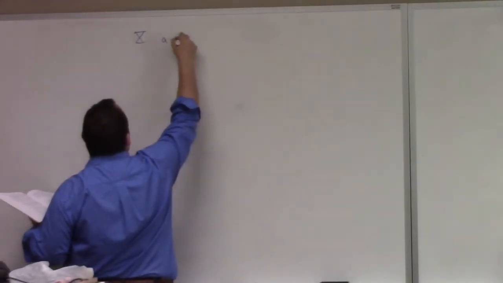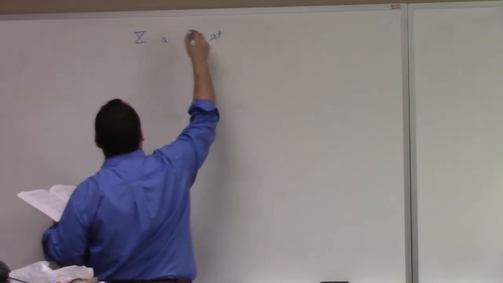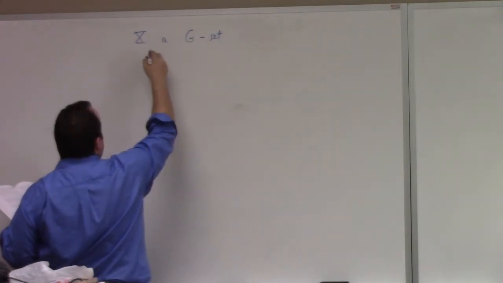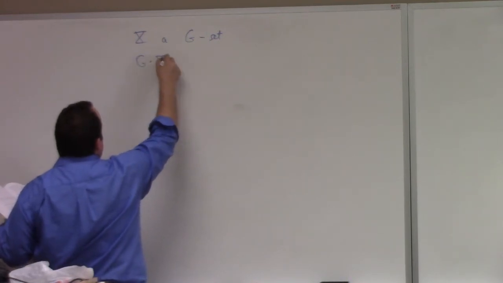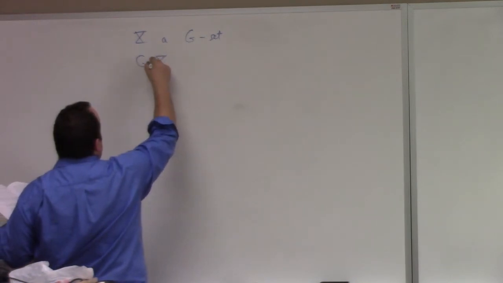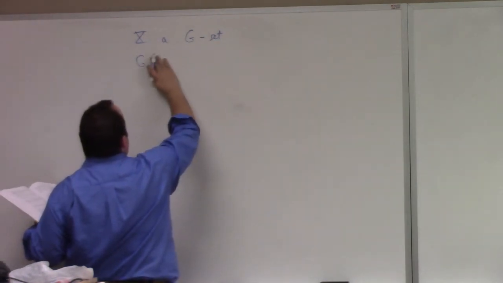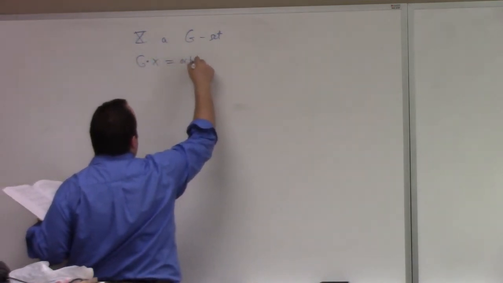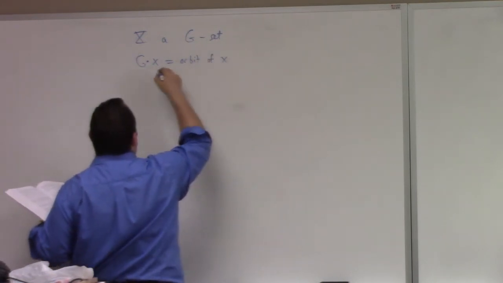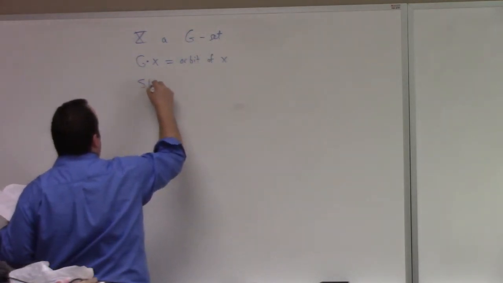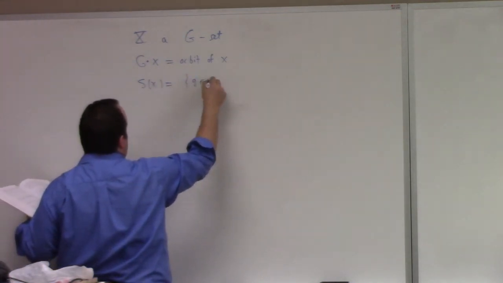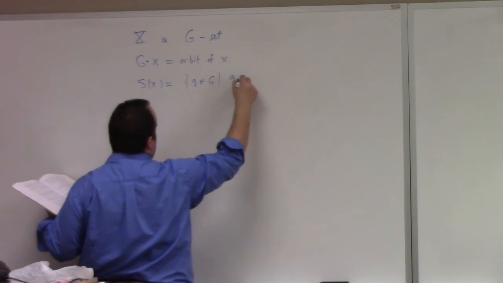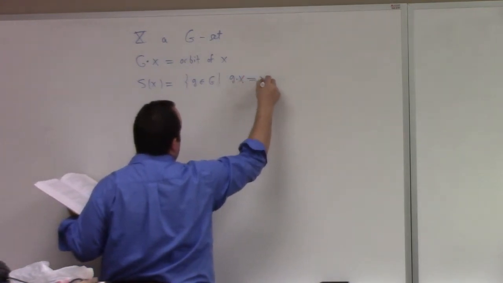So we're thinking about X, in his language, a G-set, right? Which means, for example, G dot little x is the orbit of X, right? And then we also talk about the stabilizer of X, which is the set of g in G such that g dot x is equal to x again, right?